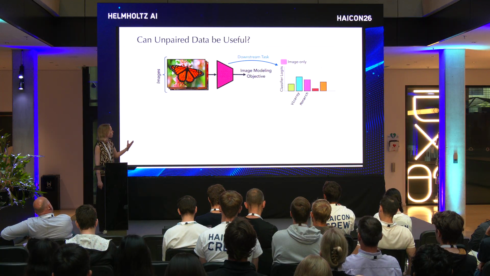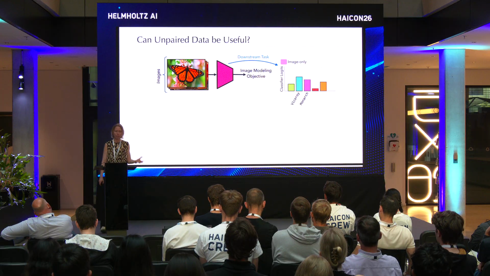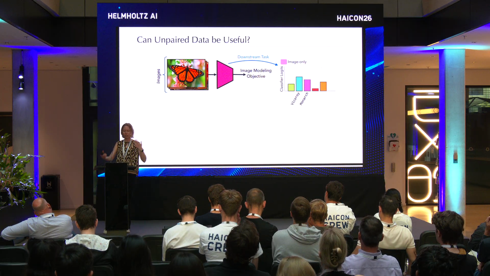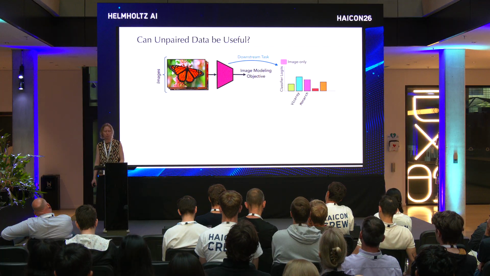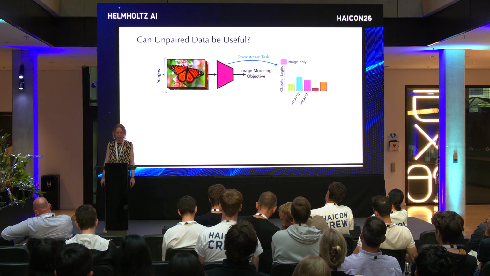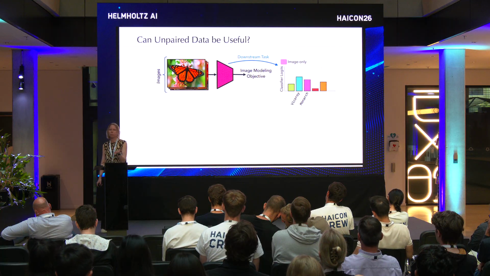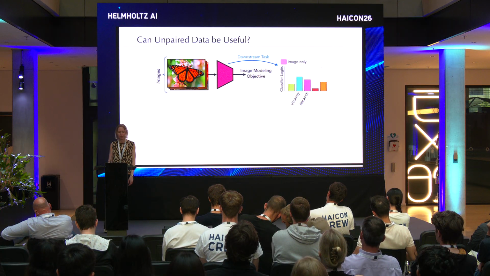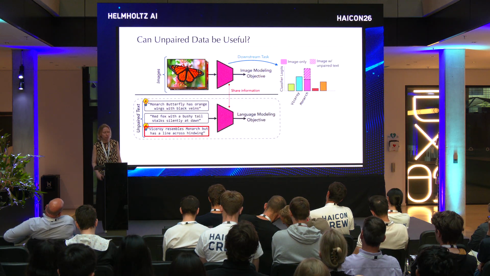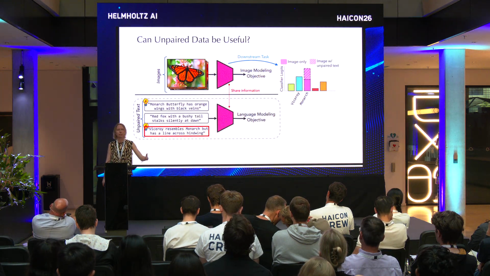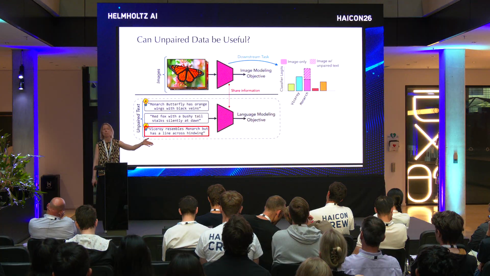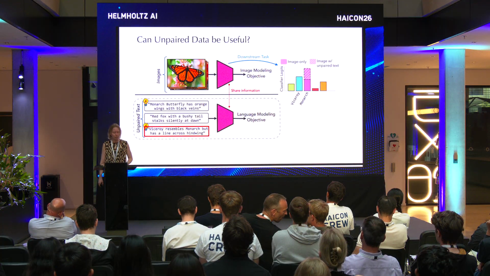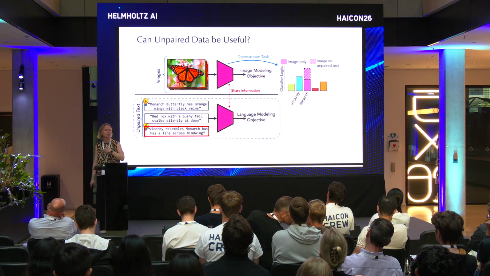Okay, so the question is, can unpaired data be useful at all? So imagine you have this image classifier that tells you what species of butterfly you see there. And you train it with some image classification objective or something like that. So now imagine you had another modality, which is text. This text doesn't relate to that particular image. It doesn't tell you it's that type of butterfly, but it's generally about butterflies and also about other things.